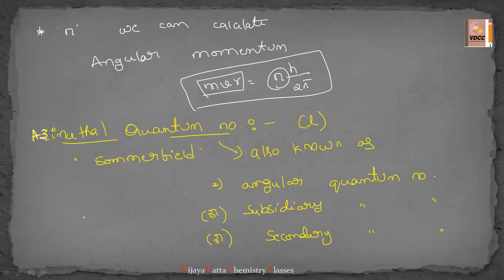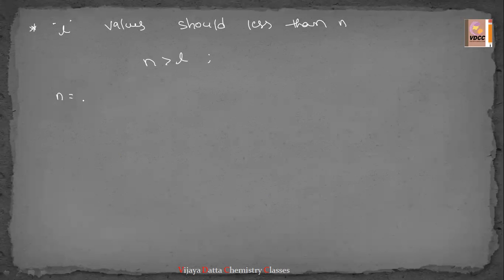Let us see what information we can get from the azimuthal quantum number. The first and very basic one is the l value. The l value should be less than n. This is the key point for the azimuthal quantum number. n is always greater than l. When n equals 1, the l value will be 0. When n equals 2, l should be less than 2, so l can have values 0 and 1.